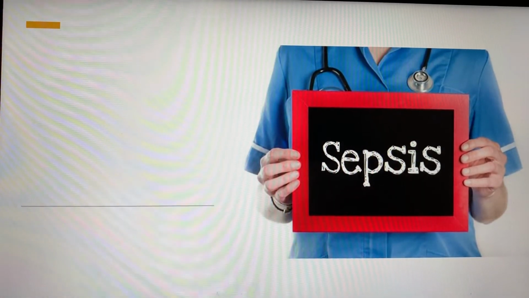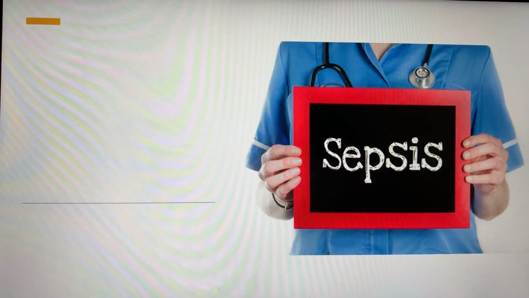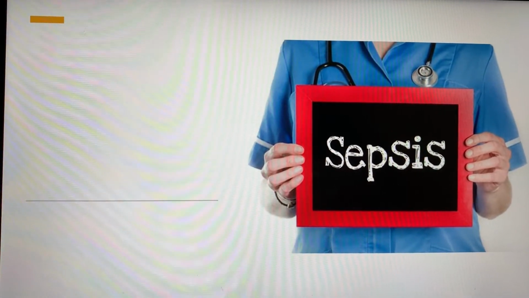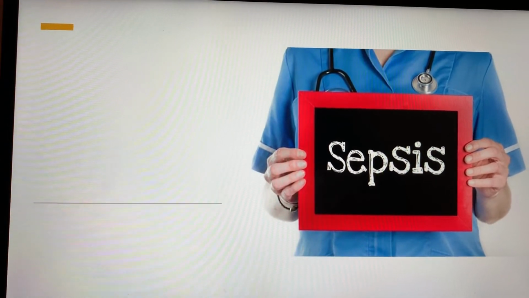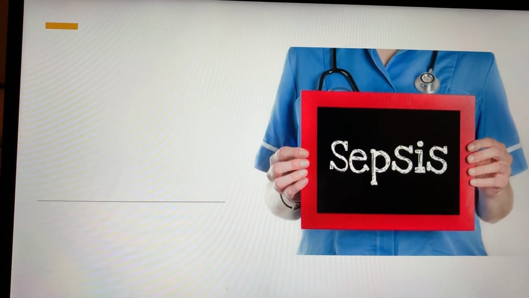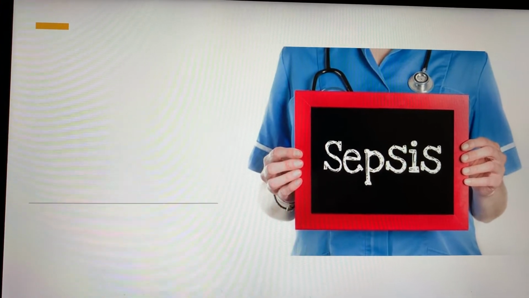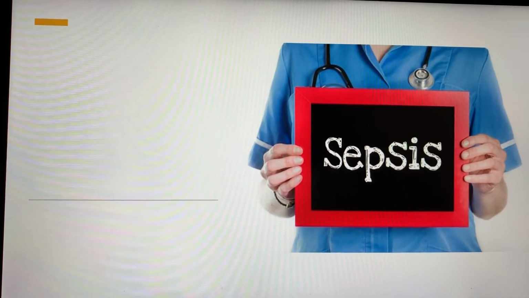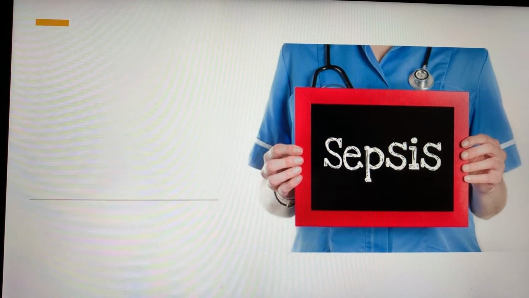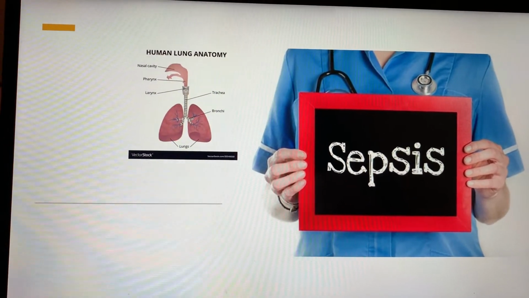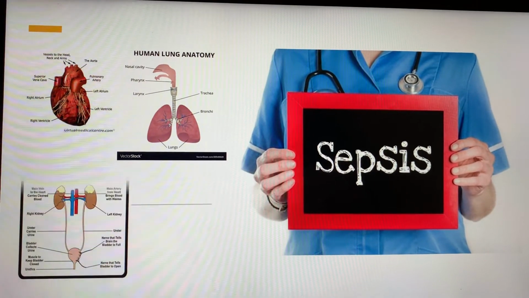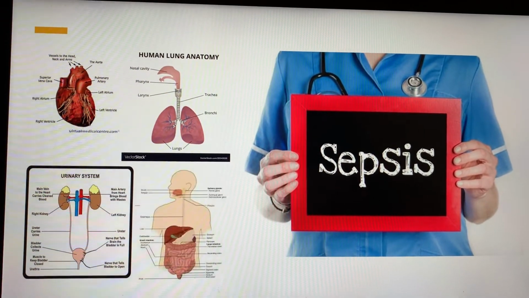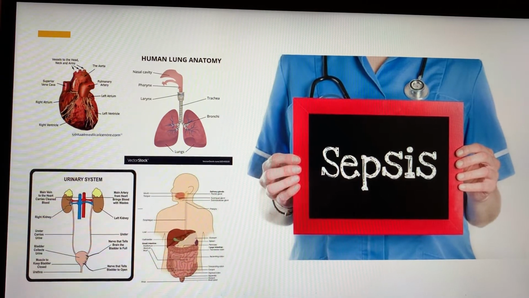Our topic is about sepsis. So let me ask you, what is the first thing that comes to your mind when I say sepsis? Or in other words, which one of the different body systems is affected when a patient is diagnosed with sepsis? Is it the pulmonary system, the cardiovascular, the urinary system, or the GI system?